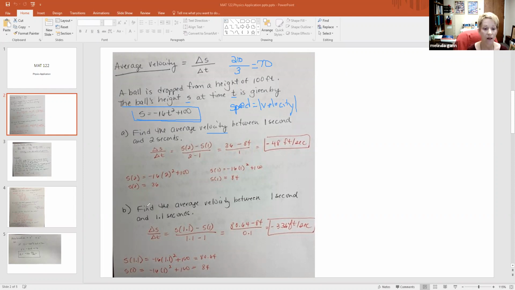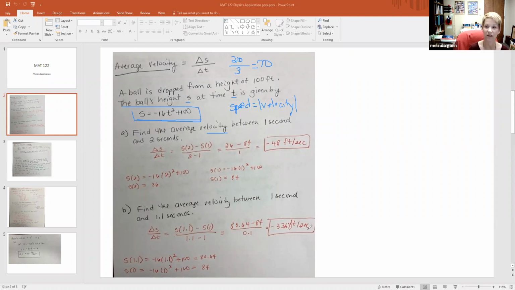Okay. Then this one says, well, what's the average velocity between 1 and 1 1/10 seconds? Let's narrow the gap. Well, again, I would just plug 1 1/10 in my position formula, which I did, and I got 80.84. And then I plugged 1 in my formula again and still got my 84. And then 1 1/10 minus 1 is 1/10. So 1/10 of a second has passed. And so I went 3.36 feet. But when I divided by that 1/10, I got a negative 33 6/10 feet per second.